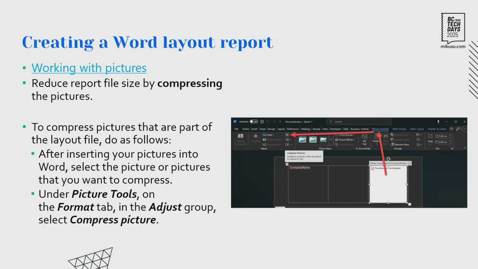Something else performance-wise for pictures, which is also important, is compressing. So for a picture in the Word layout, you can go to the picture format tab and you can click on compress picture, which will then at runtime compress the data, which will make it a smaller layout and a faster report. Simple property to click, that's all that you need to do.